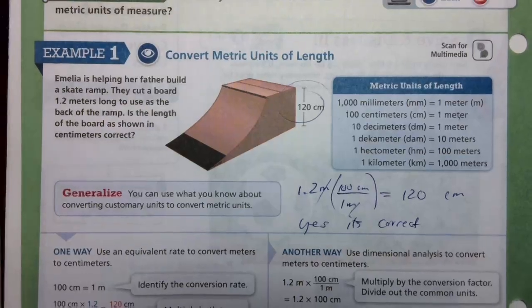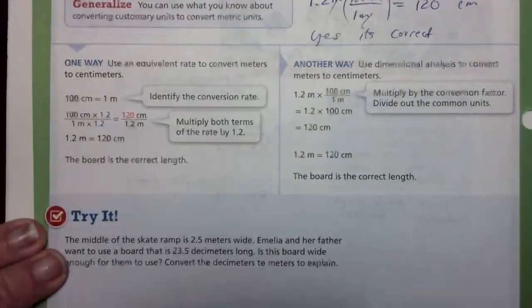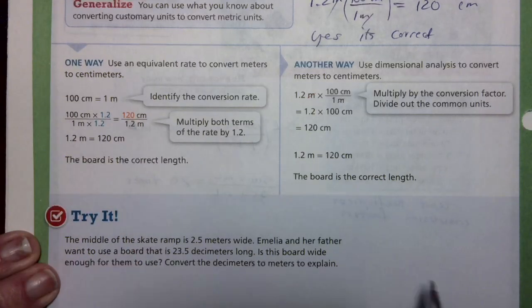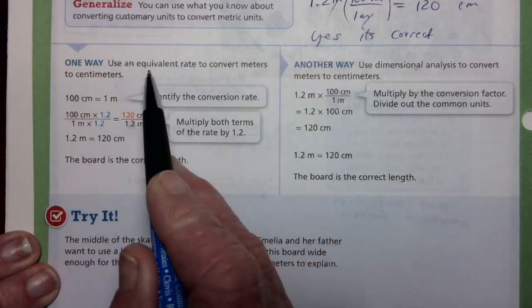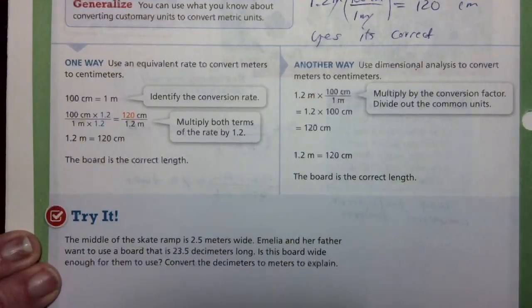Okay? They show you how to do it right here. You can do it using dimensional analysis or using equivalent rates. Same two ways that you saw when we were doing U.S. customary systems.